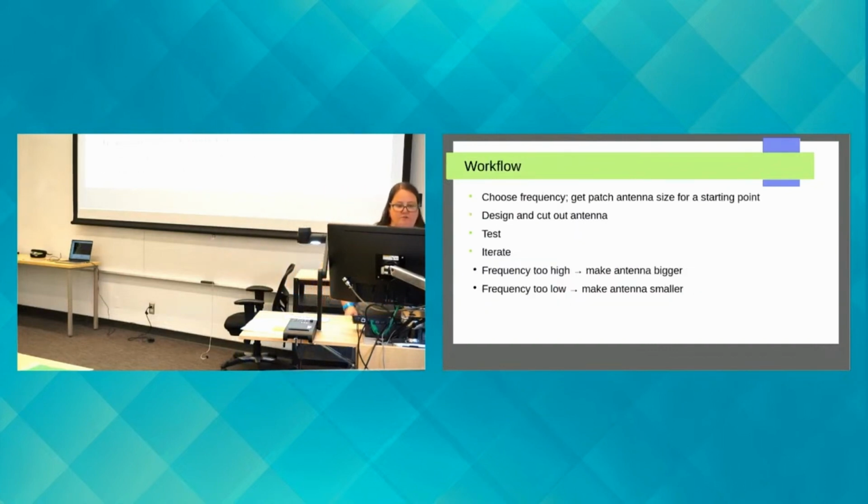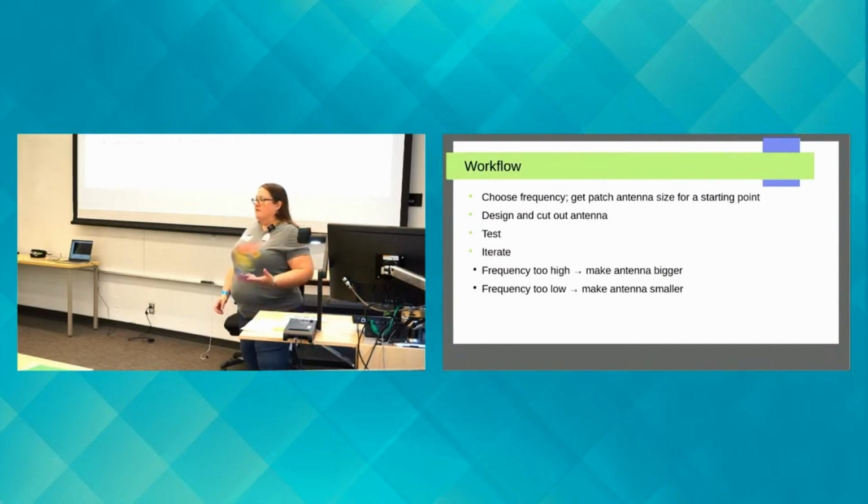So here's our workflow for today. We're going to pick a frequency. I think it's probably easier if you pick Wi-Fi, Bluetooth, 2.45. If you really want to do 5 gigahertz Wi-Fi, just cut everything in half. Make it twice as small because it's twice the frequency, so half the wavelength, so just make it smaller.